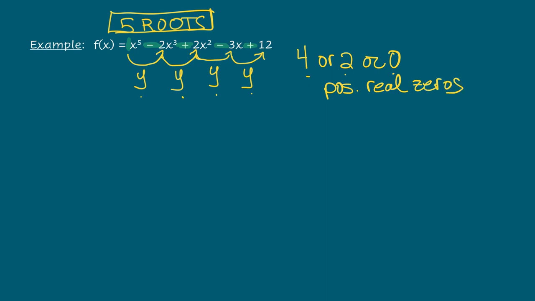So now I'm going to do my negative. And in order to figure out my negative zeros, I'm going to calculate f of negative x. And to do that, I'm going to rewrite my polynomial, and everywhere I see an x, I'm going to put a negative x.